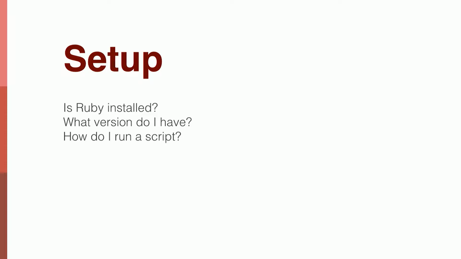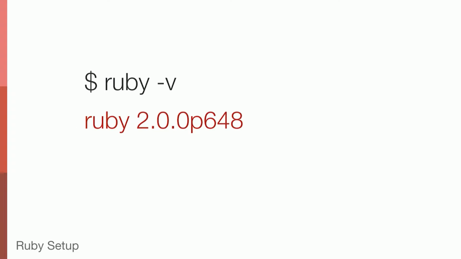Setup. We'll go over: is it installed? What version do you have? How do you run a script? If you have a Mac, you have Ruby installed. You can pull up a terminal and run ruby -v. You'll get something back like this. Almost everybody will have 2.0 or higher, but if you have 1.8, you are fine, and I would assume if you're running something older than Mountain Lion, you've got 1.8. If you have a Windows machine, it's not installed, so you will have to install that. Probably not right now.